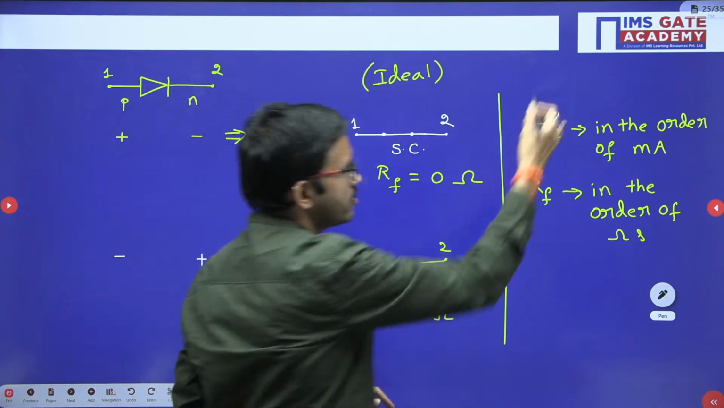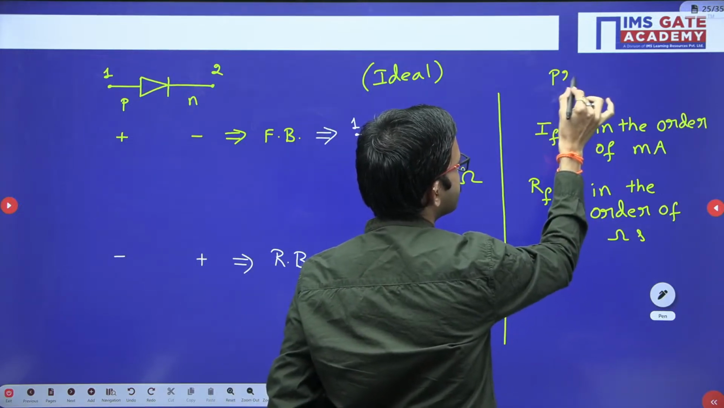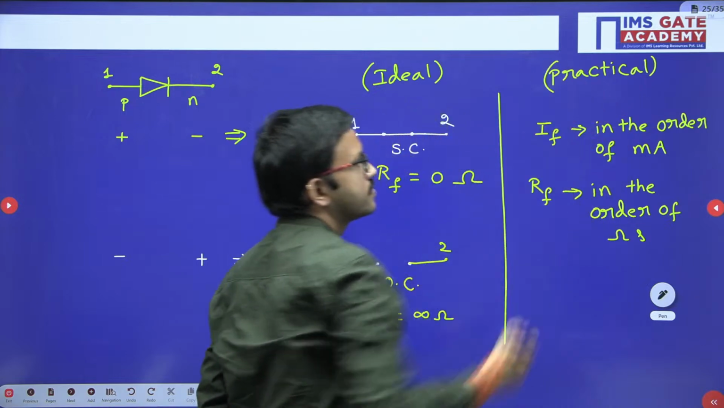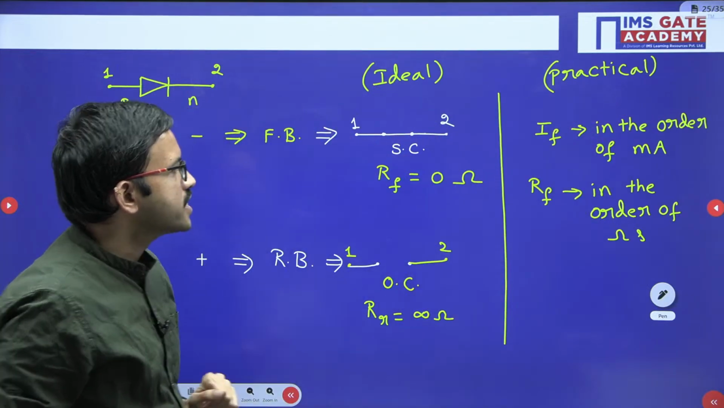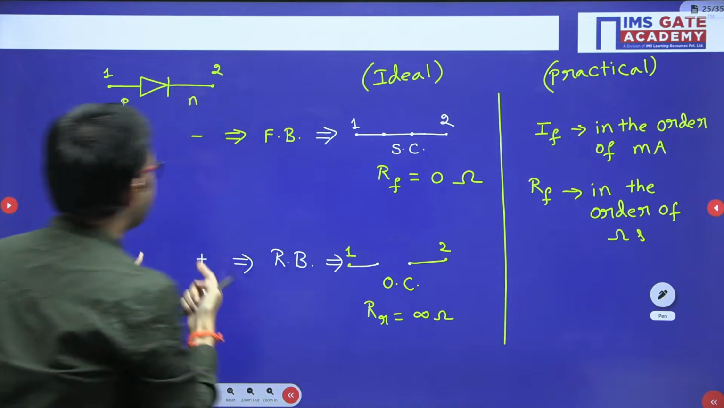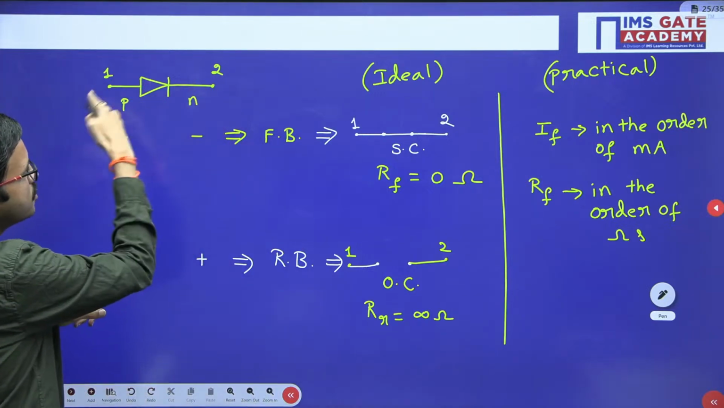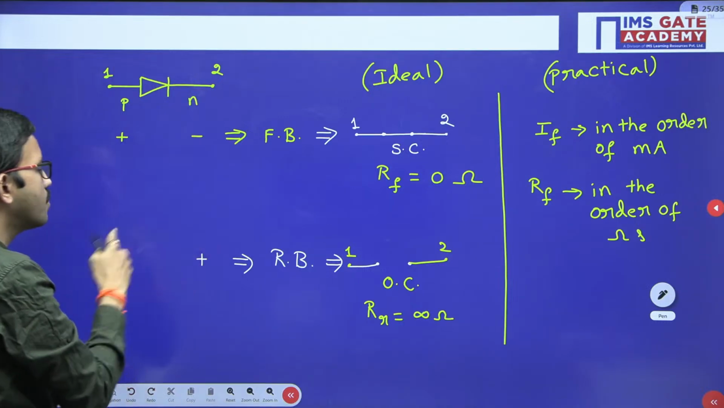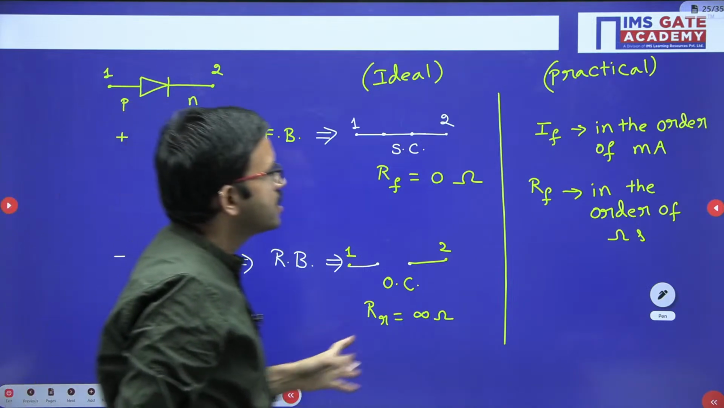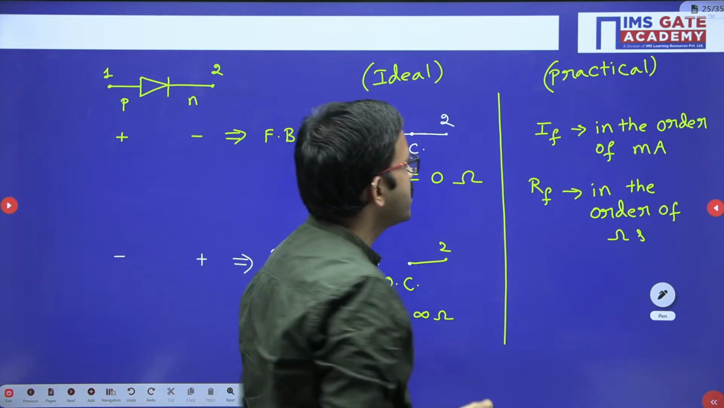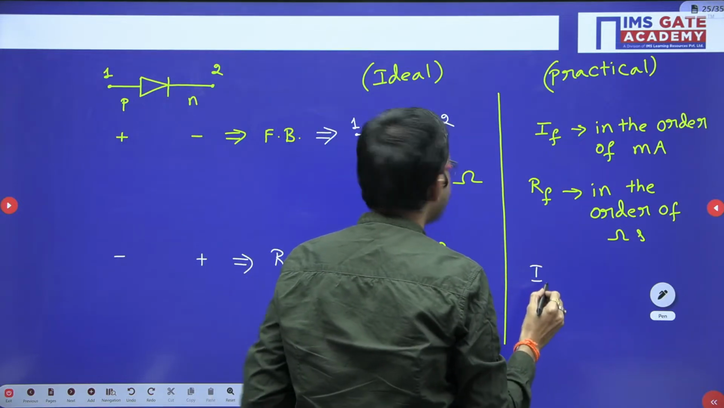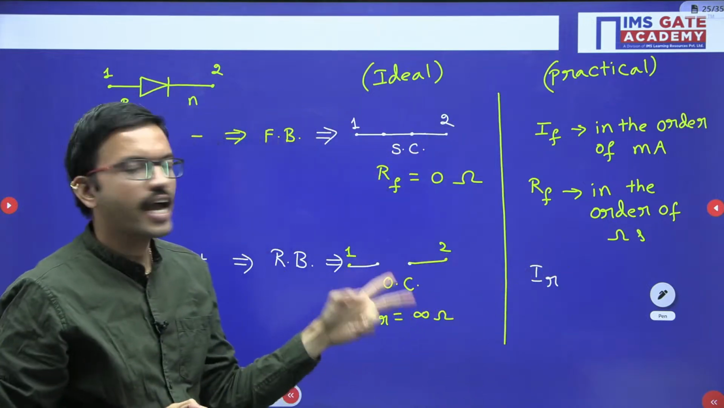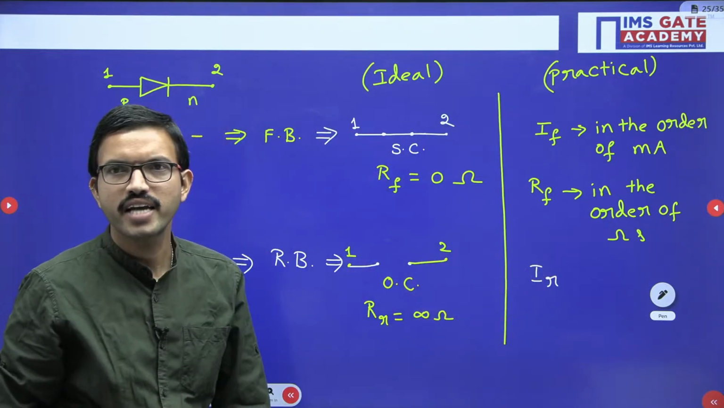Similarly, whatever I have written here is the practical case. In this case, what will happen? The current will flow from terminal 2 to 1, because terminal 2 has high voltage when compared to terminal 1. So in practical applications, the current flows between terminal 2 and 1. Since it is in reverse bias, I am labeling it I suffix R.